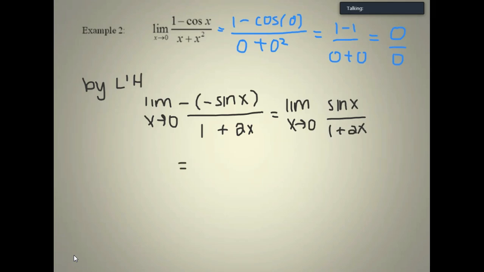So the limit as x approaches 0 of sine 0 over 1 plus 2 times 0. Well, sine of 0 is 0, but 1 plus 0 is 1. This is not the indeterminate form. This is an answer of 0 because you have 0 up top divided by 1. So that is allowed in the mathematical world. So that's not an indeterminate. Once you take that limit, that is the actual answer. So there is a difference between 0 divided by 1 and 0 divided by 0.